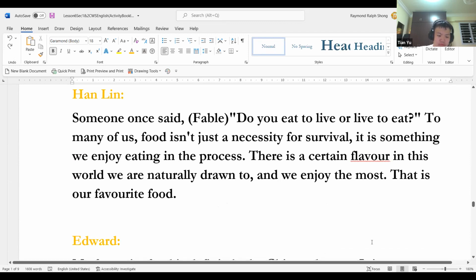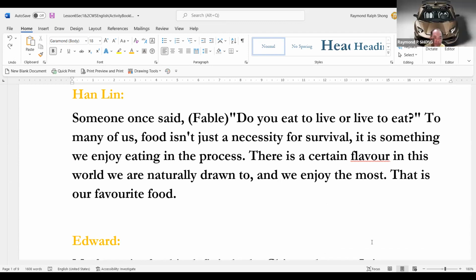Han Ling, will you mind reading to the class, please? Someone once said, do you eat to live or live to eat? To many of us, food isn't just a necessity for survival. It is something we enjoy eating in the process. There's a certain flavor we are naturally drawn to and we enjoy the most. That is our favorite food.